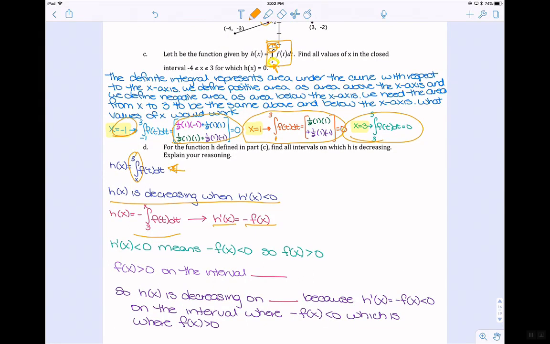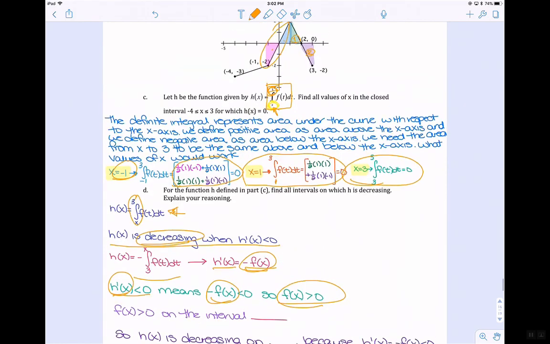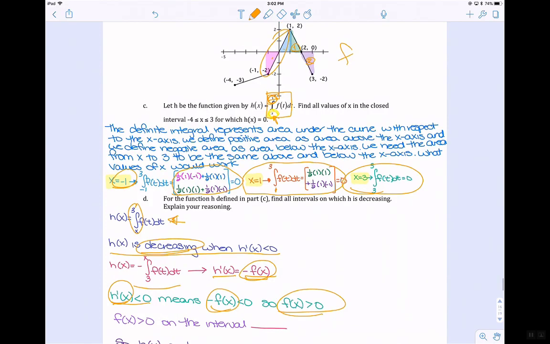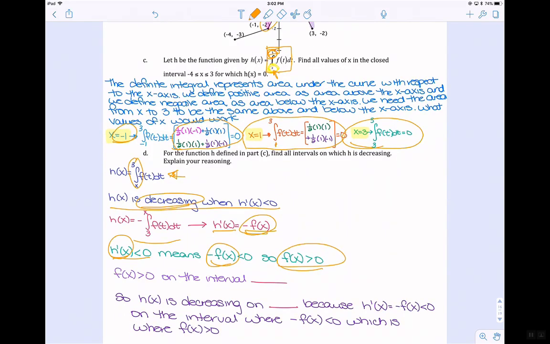So I want decreasing. So I want h prime being less than 0. H prime is the same thing as negative of f of x. So I want negative of f of x to be less than 0, which means that f of x has to be bigger than 0. So if this is the graph of f, where is f bigger than 0? F is bigger than 0 from 0 to 2.